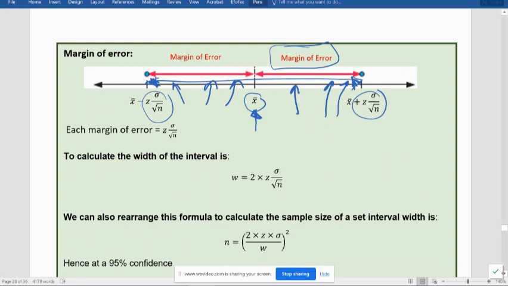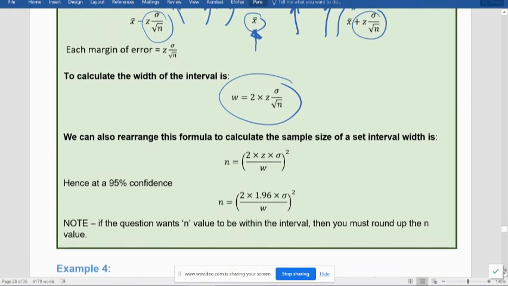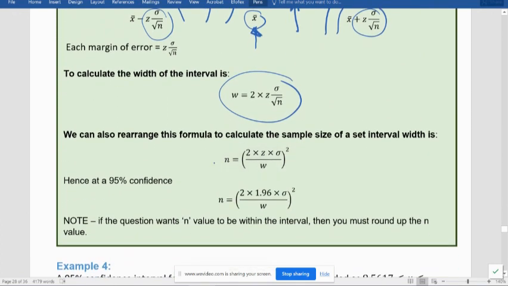When we talk about the width of the interval, I hope you guys can see that now. If that's the margin of error, there's another one there. To calculate the width of the interval, it's really 2 times the margin of error. So it's 2 times z times standard deviation over root n. You can rearrange that formula to work out n, and that can be quite useful in doing some questions, because if you want to do a confidence interval, sometimes you want to work out how many people to survey.